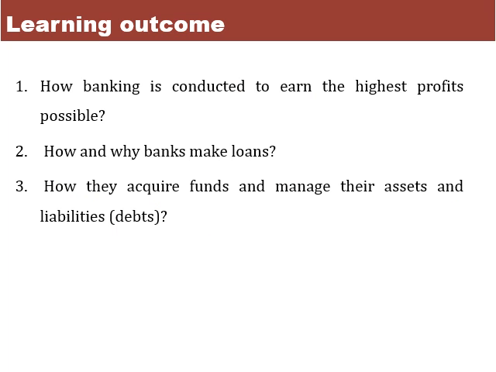So, as usual, let's start with the main learning outcomes. In this chapter, we will explain how banks are managed to earn the highest possible profits. So we need to understand the bank balance sheet and how the bank manages its assets and liabilities to achieve the highest possible profit. We will also explain how and why banks make loans and how they acquire funds and how they manage their assets and liabilities.